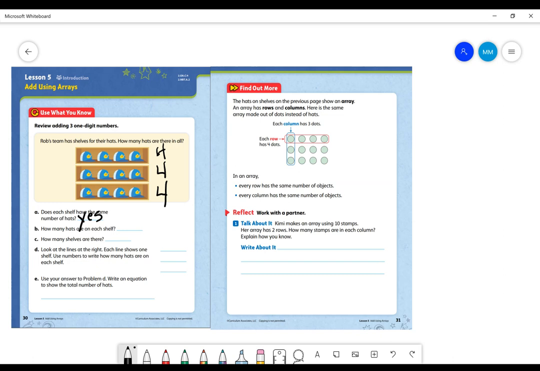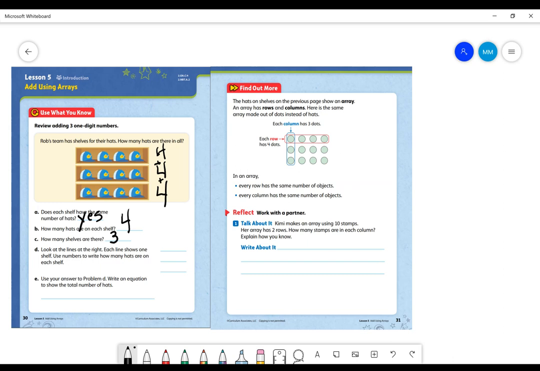Looking at the shelves, how many are in each shelf? Four. How many shelves were there? How many times did I write the number 4? I wrote 4 3 times. So we would say 4 plus 4 plus 4. So there are 3 shelves. Look at the lines at the right. Each line shows one shelf. Use numbers to write how many hats are in each shelf.